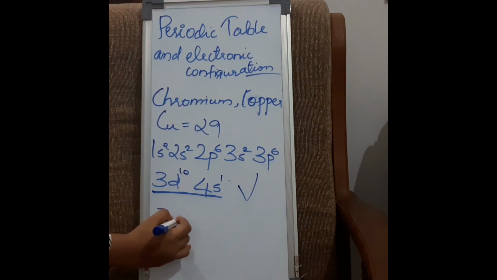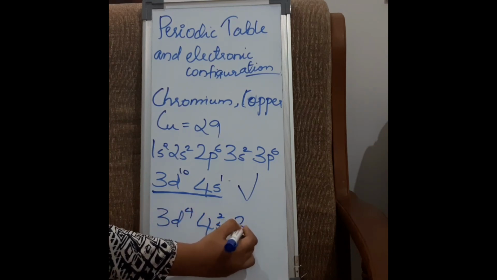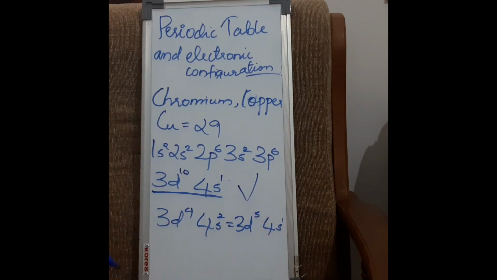ഇനി 3d4 4s2 ഉള്ളതിന് പകരം 3d5 4s1 എന്ന് എഴുതാം. So we have learned two things in this, two concepts in this chapter, in this class. രണ്ട് കാര്യങ്ങളാണ് പഠിച്ചത്. ഒന്ന്, how to write the electronic configuration in short form. രണ്ടാമത്, what is the peculiarity of chromium and copper.